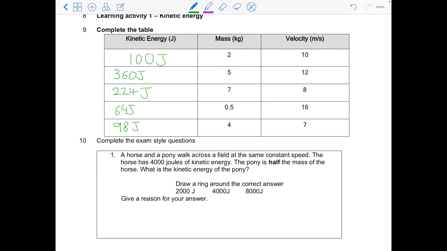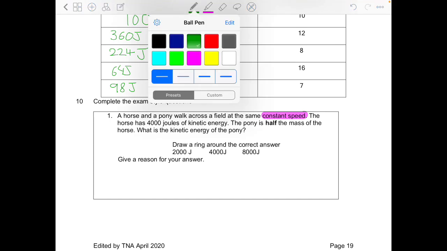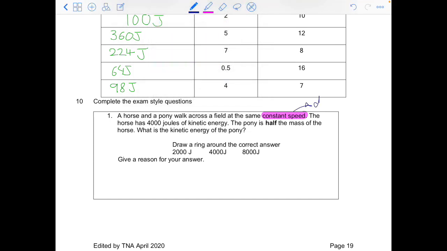Looking at this next question, this one involves quite a bit of thinking. So a horse and a pony walk across the field at the same constant speed. So we know that the speed is constant, so that doesn't matter. The horse has 400 joules of kinetic energy. The pony is half the mass of the horse. What is the kinetic energy of the pony?